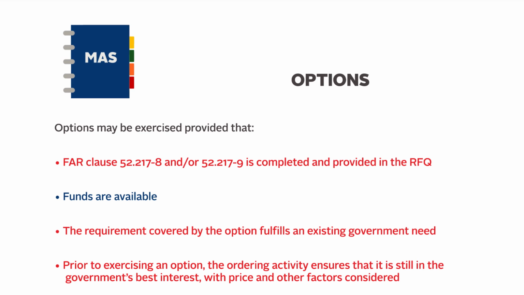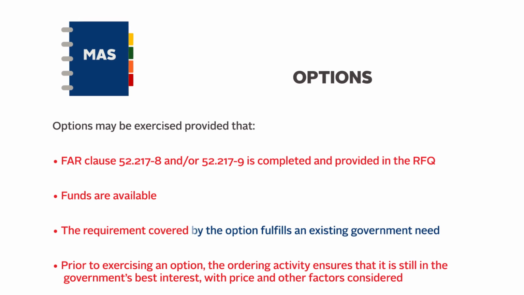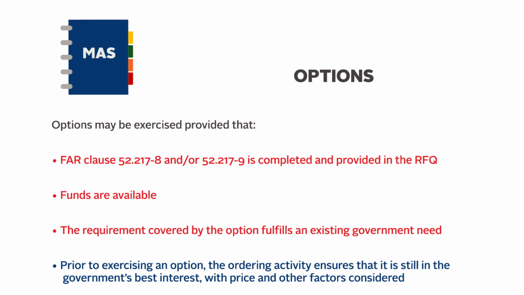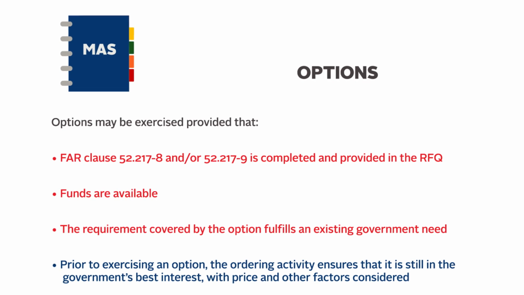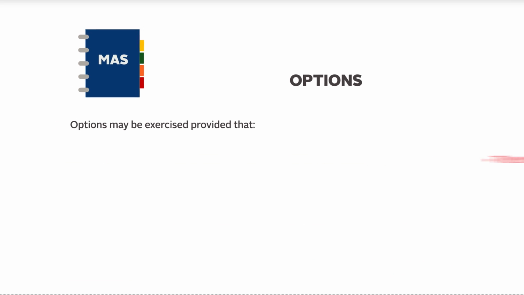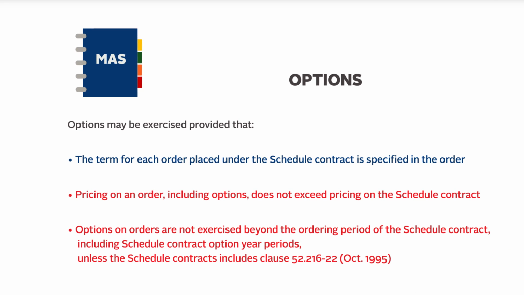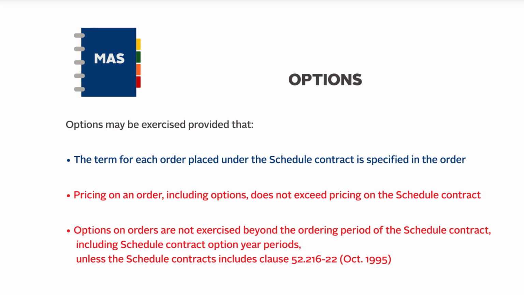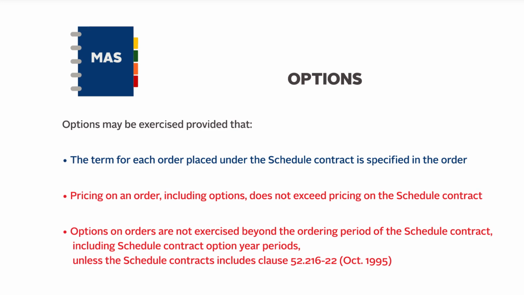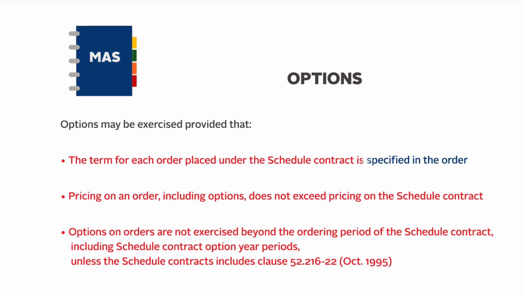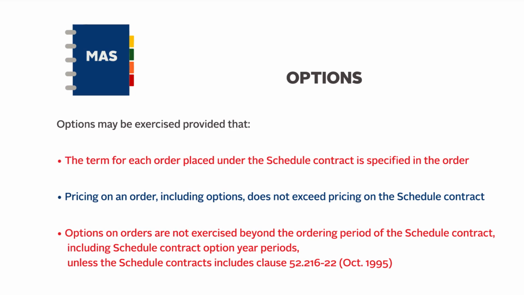Funds are available. The requirement covered by the option fulfills an existing government need. Prior to exercising an option, the ordering activity ensures that it is still in the government's best interest with price and other factors considered. The term for each order placed under the schedule contract is specified in the order. Under no circumstances may an order be placed under the schedule contract if the schedule contract has expired, or has been terminated or canceled by the government. Pricing on an order, including options, does not exceed pricing on the schedule contract.